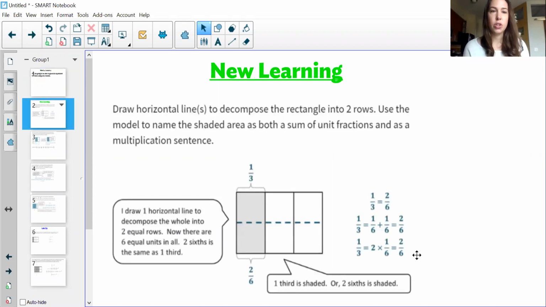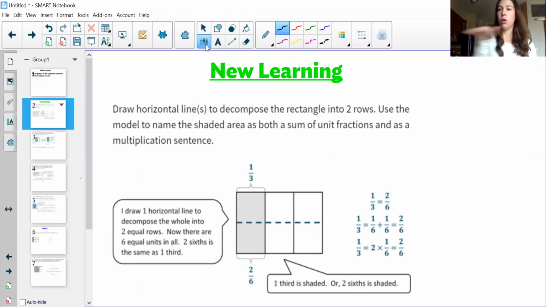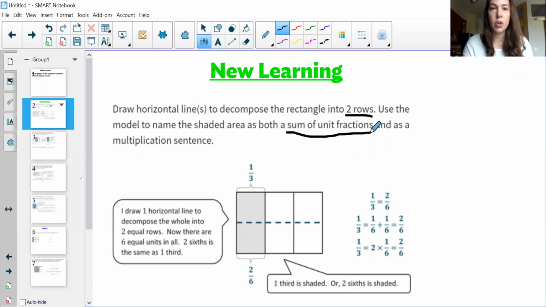Okay, the first one says, draw horizontal lines to decompose the rectangle into 2 rows. So remember, rows go horizontal, columns go vertical. So we're decomposing it into 2 rows. Use the model to name the shaded area as both a sum of unit fractions and the multiplication sentence. So we're taking everything that we've learned this week and putting it into 1. So we're going to decompose, we're going to write the sum, and then we're going to write the multiplication sentence. So it's 3 steps. Let's go through them.